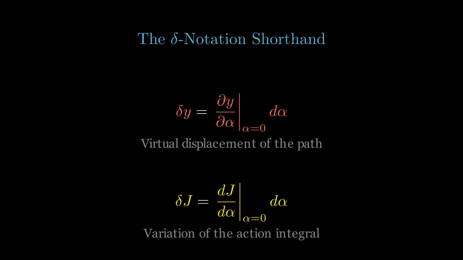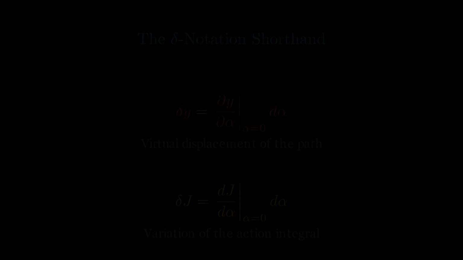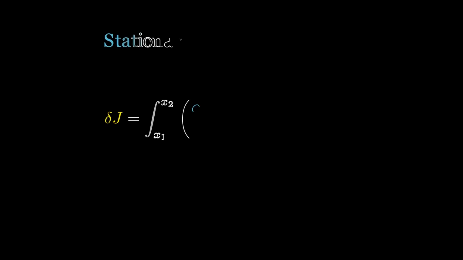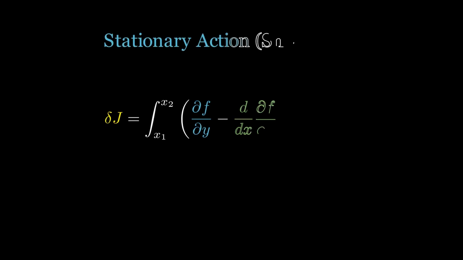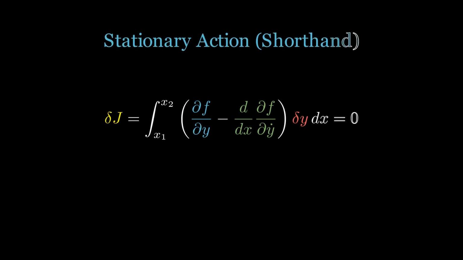Using the del notation, the assertion that J is stationary for correct paths can be written compactly as follows, which directly requires that the integrand satisfies the Euler equation.